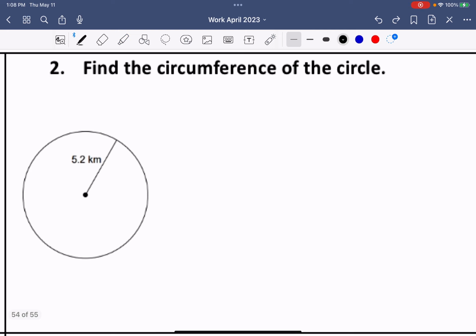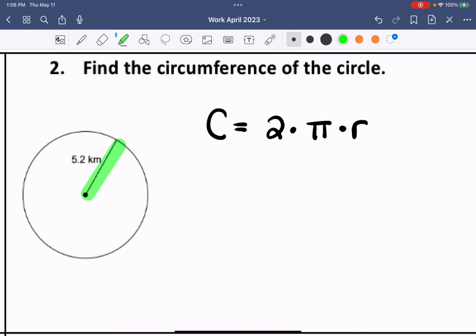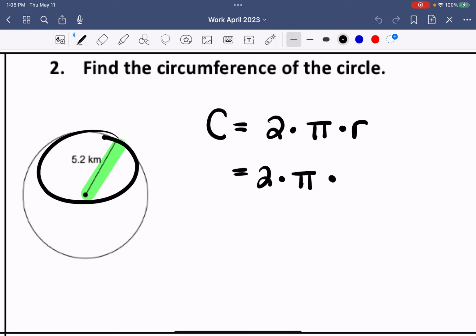Number 2, circumference. If you want to find the circumference of a circle, circumference equals 2 times pi times radius. Again, all you need is the radius. The radius is from the middle to the edge. So that's 5.2. So all you're going to multiply is 2 times pi times the radius, which is 5.2.